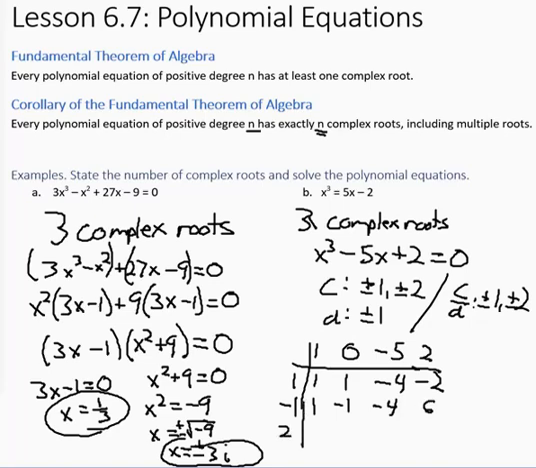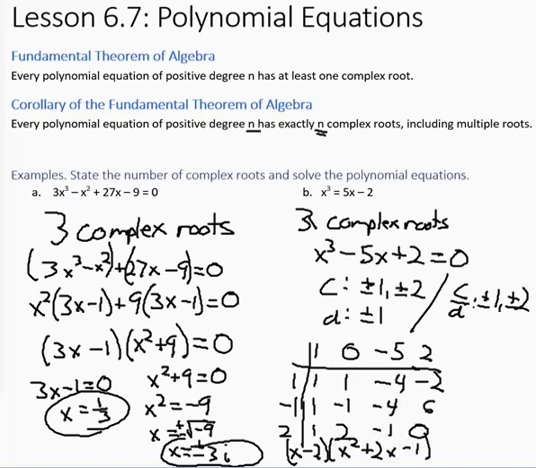Let's try 2. Bring down a 1. 2 times 1 is 2, plus 0 is 2. 2 times 2 is 4, plus negative 5 is negative 1. And 2 times negative 1 is negative 2, plus 2 is 0. And so 2 works, which means x minus 2 is a factor. Our polynomial that's left over is x squared plus 2x minus 1.